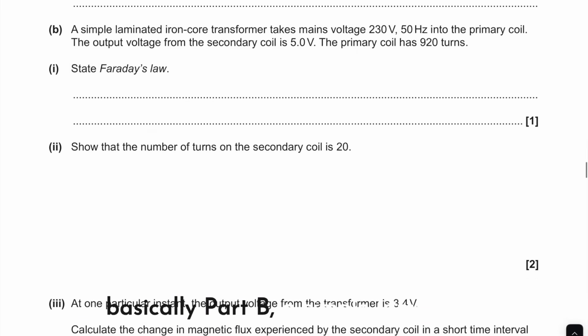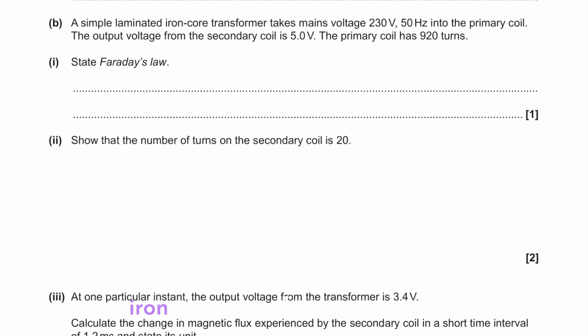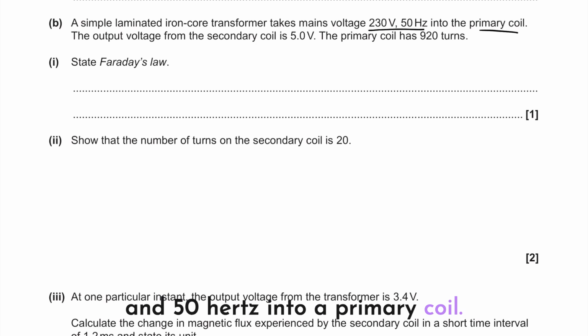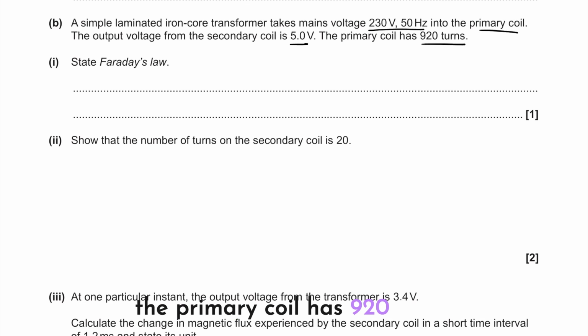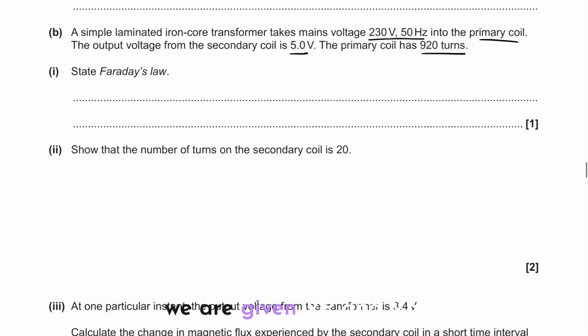Part B. A simple laminated iron core transformer takes mains voltage of 230 volts and 50 Hz into a primary coil. The output voltage from a secondary coil is 5 volts and the primary coil has 920 turns. We're given Vp, Vs and Np.